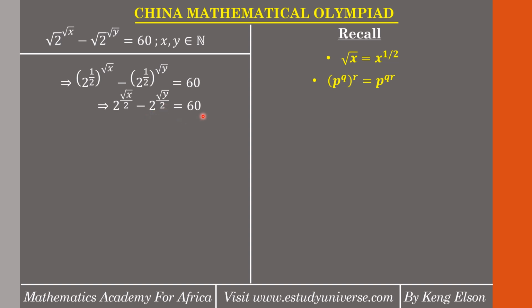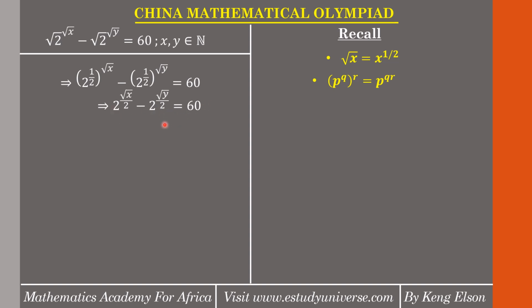Now let us analyze this a bit before we know how to proceed. This is just saying that there is a certain number which, if I take 2 to that number and I take the difference with 2 to another number, the result is going to give me 60. This is the implication of what this is saying.